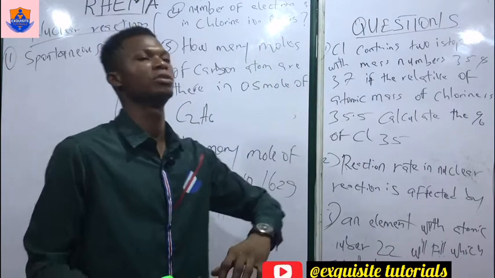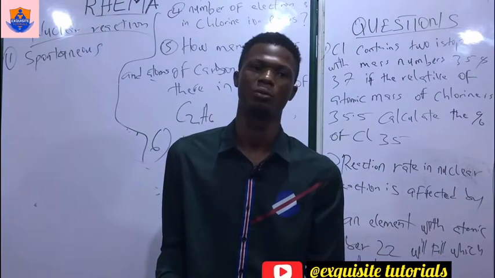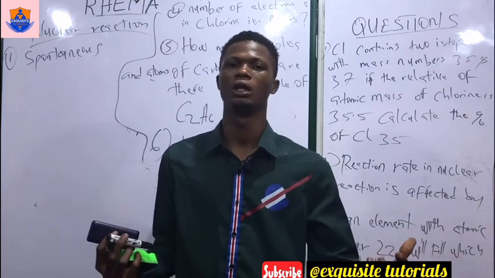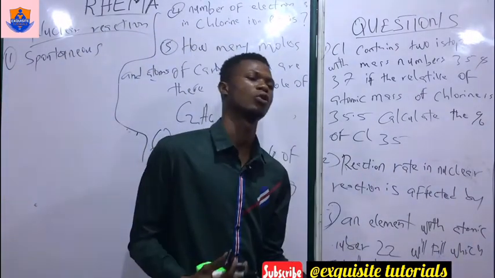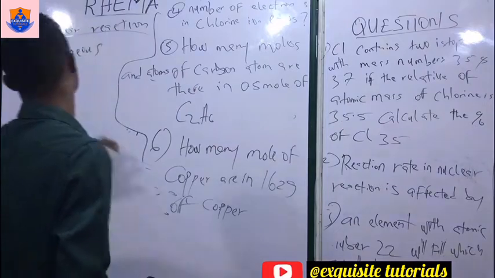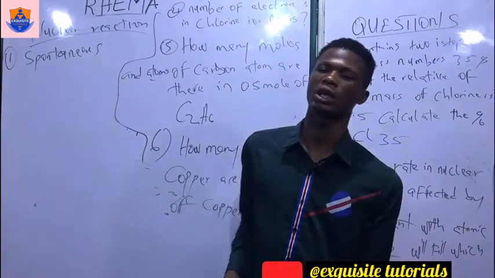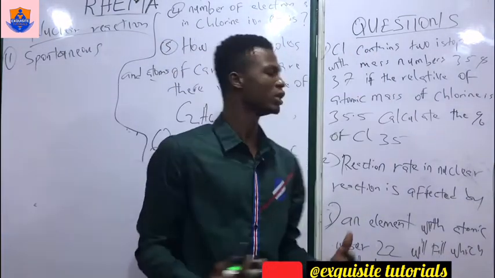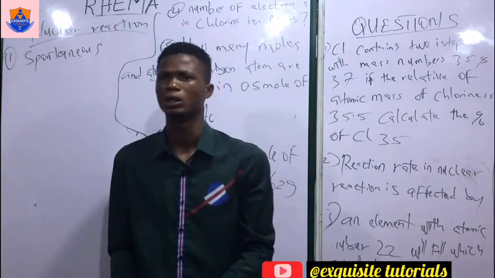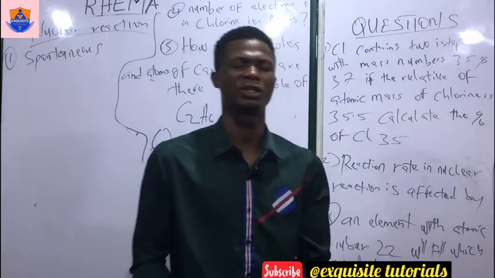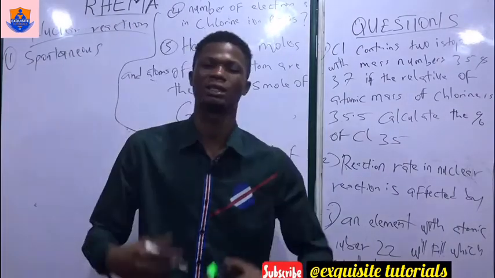Now, the difference between nuclear reaction and chemical reaction is that nuclear reaction occurs on its own. But when it comes to chemical reaction, you have to mix two chemicals together, or elements will come together to form a reaction. But once you are talking about nuclear reaction, it's spontaneous. Since it's spontaneous, it's not affected by pressure, it's not affected by temperature, it's not affected by concentration. All those things do not affect nuclear reaction due to the fact that it occurs on its own.